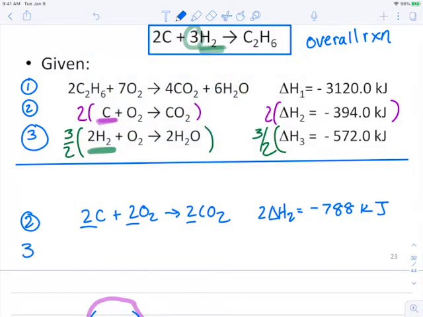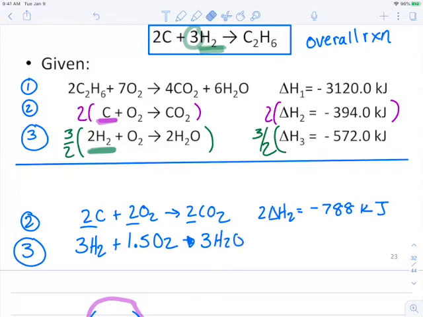So now let's rewrite number 3. So 3/2 times 2 hydrogen will give us 3 of those hydrogen, or H2. For the oxygen, rather than say 3/2, I think it's easier to talk about it as 1.5. So I'm going to go ahead and call that 1.5. And then on the other hand, 2 times 3/2 will again give us 3, in this case, of our H2Os. Let me write that arrow. Then we're going to do 3/2 times our delta H3.